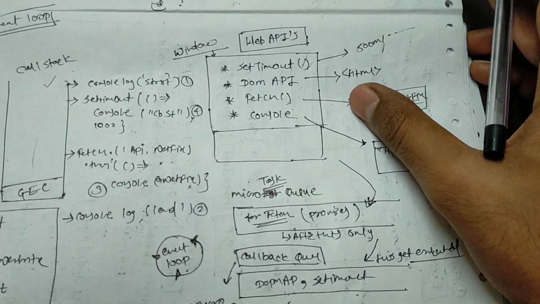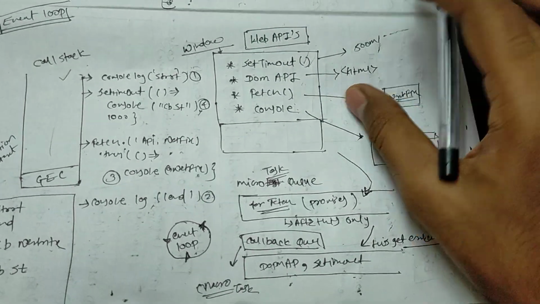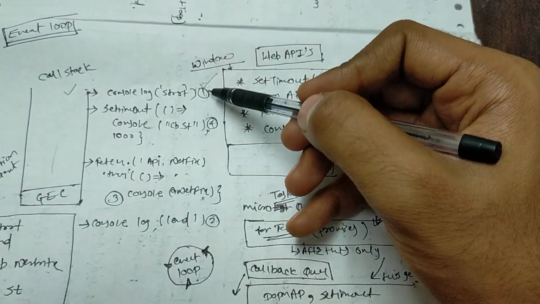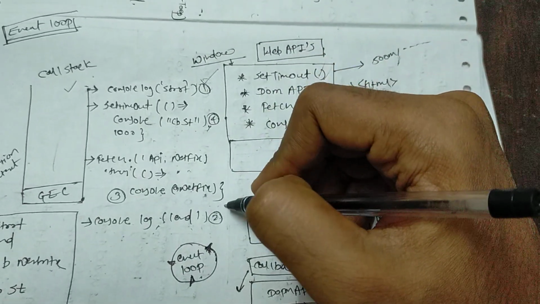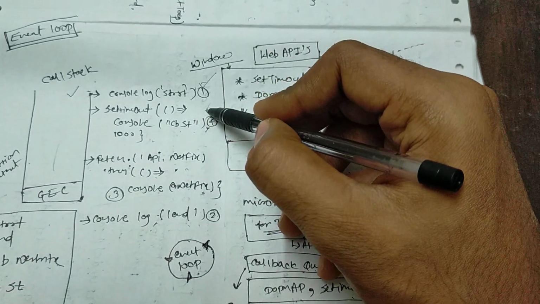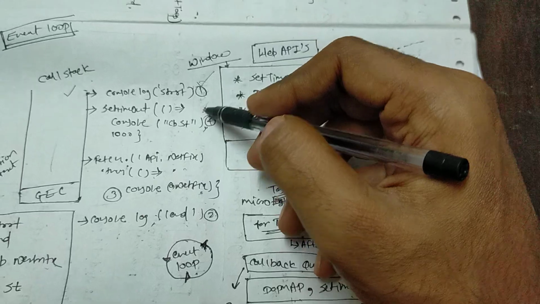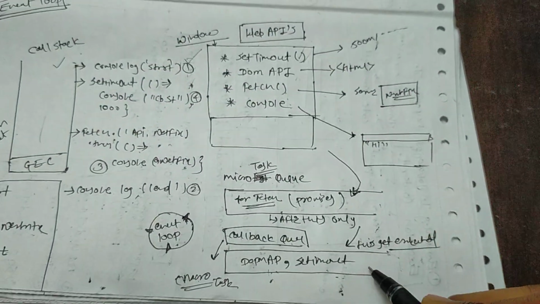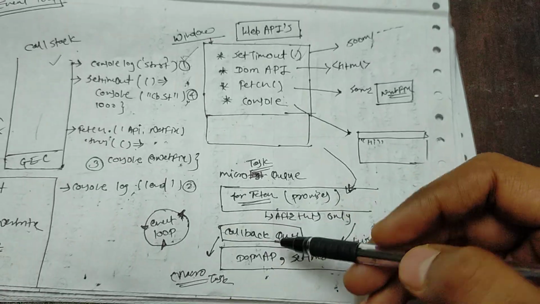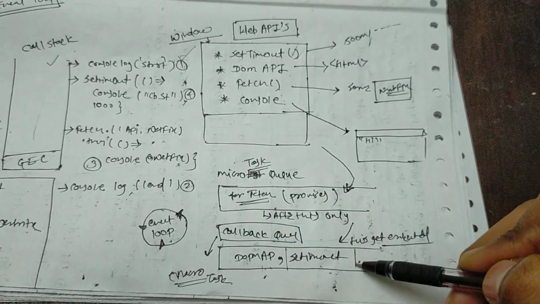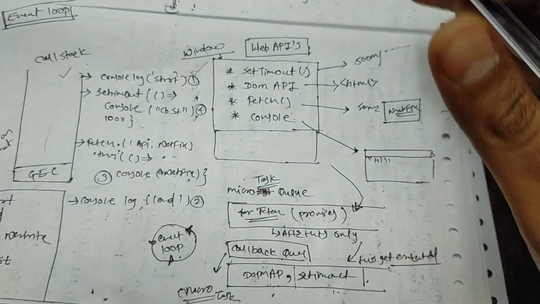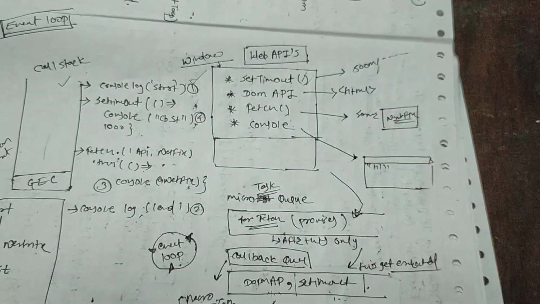Now let me tell you what happens. As soon as JavaScript reads this program and prints start, it will go on. When it reads the line with setTimeout, it will go to the callback queue, and it will wait over there until the whole program gets executed.